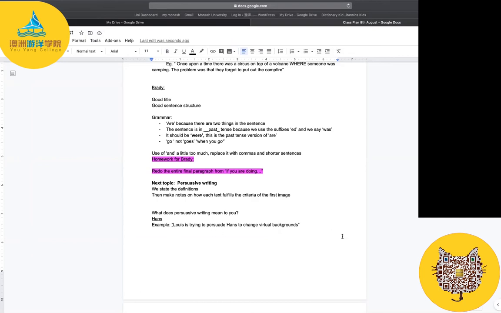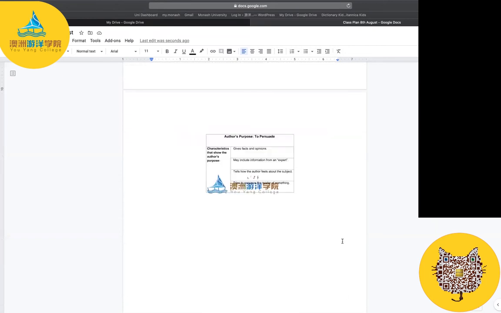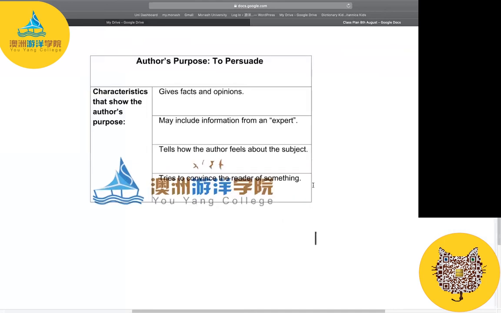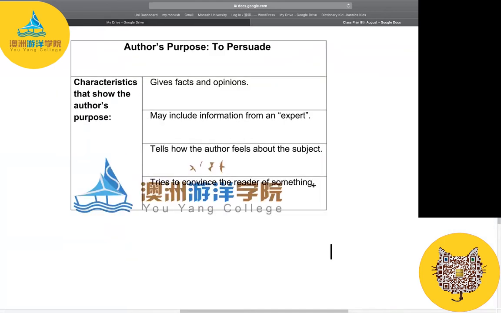All right, cool. So persuasion is basically trying to get someone to do something, okay? Let's have a look at this, guys. When people persuade, when they try to make you do something, they do a few different things.